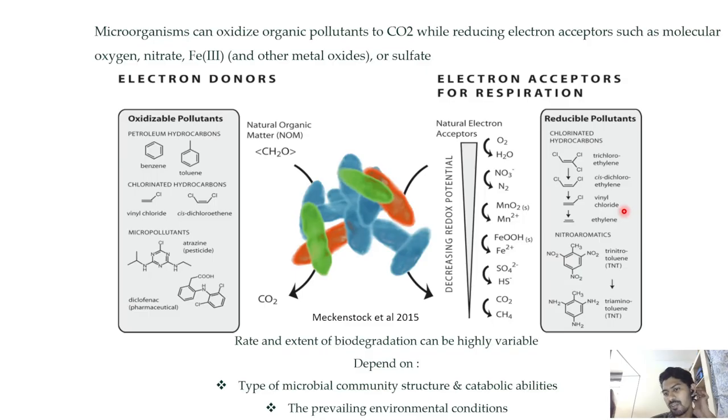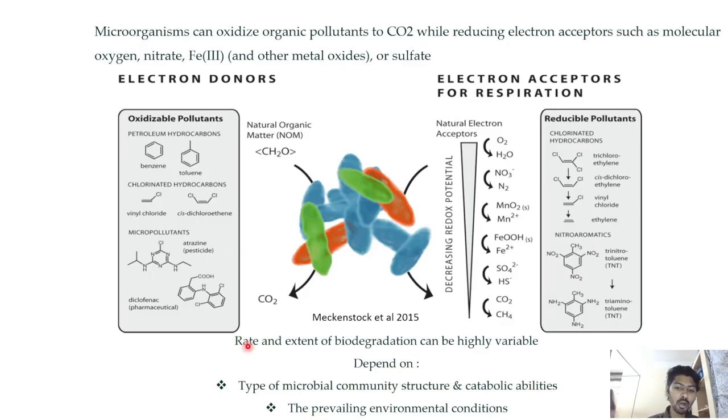So what happens here is the more complex organic compound is finally converted into a less toxic or less complex molecule like ethylene. And if you see in the case of nitroaromatics, which is TNT, trinitrotoluene, due to the presence of three nitro groups, NO2, on the toluene compound, we call it trinitrotoluene. Upon degradation, it is converted into triaminotoluene. So in this case, we are trying to reduce the toxicity by converting the nitro into amino group. So this is how the microorganism tends to reduce the pollutant or mineralize it completely.